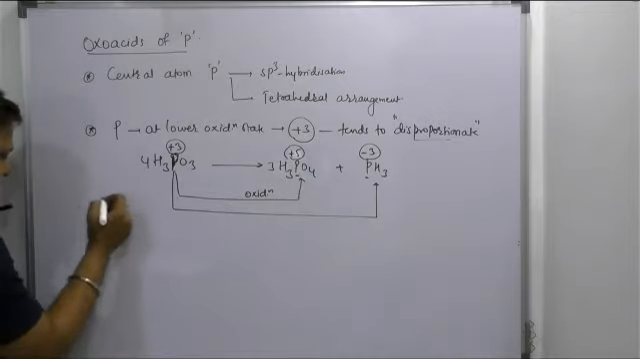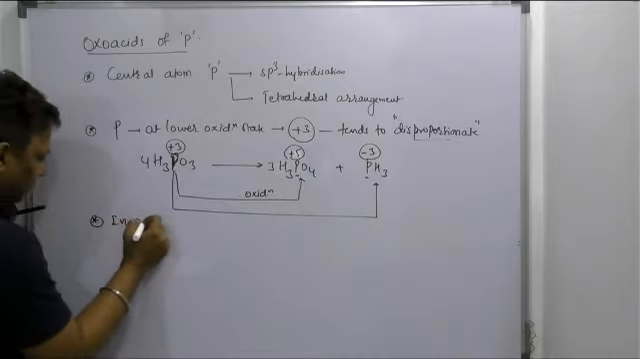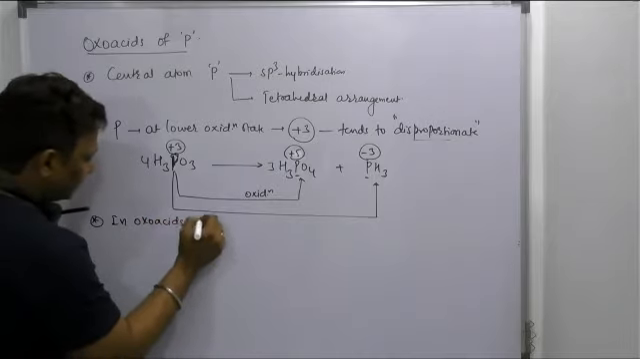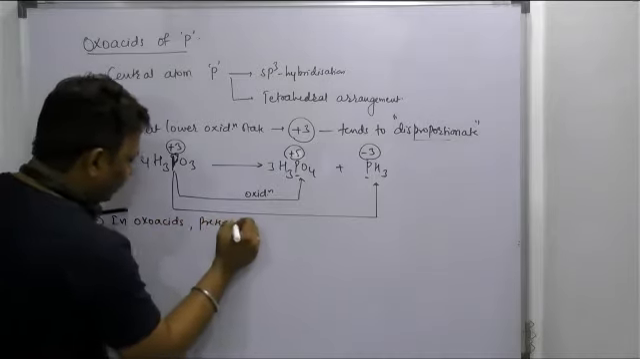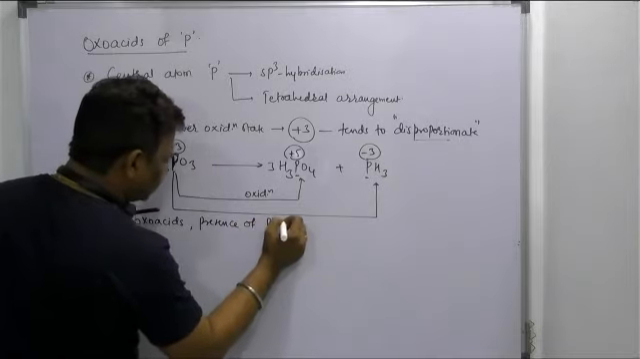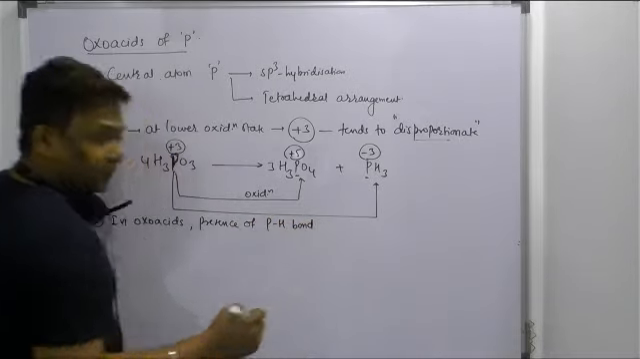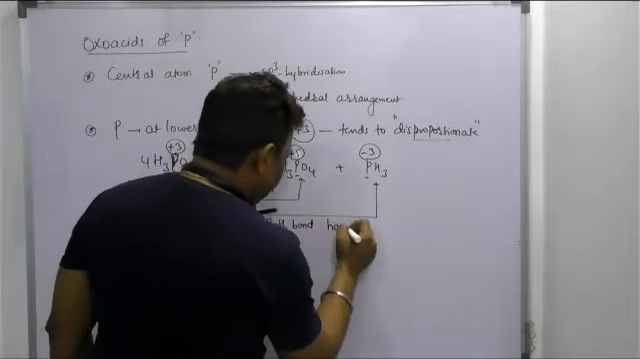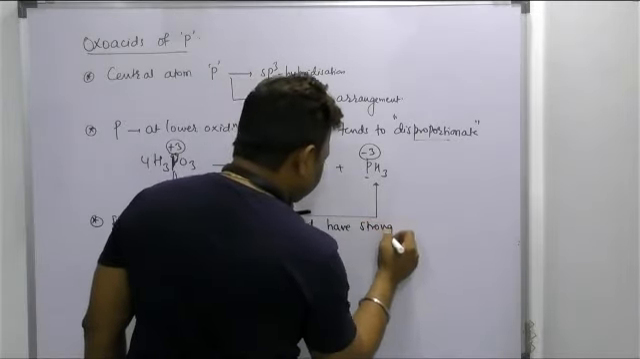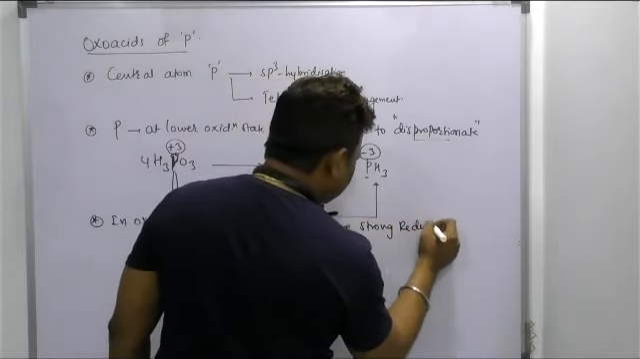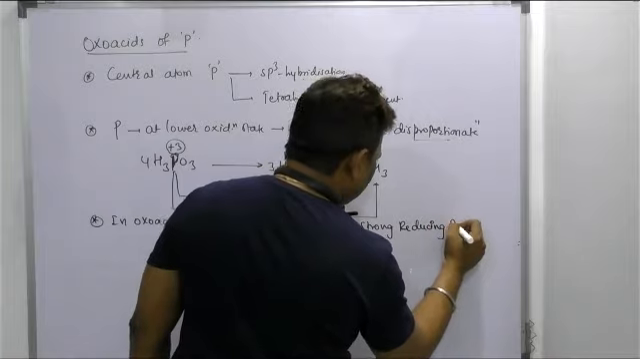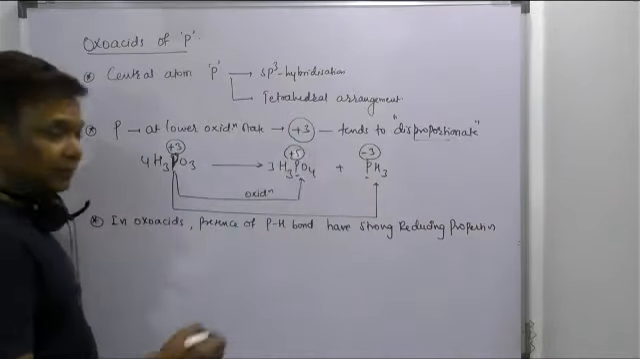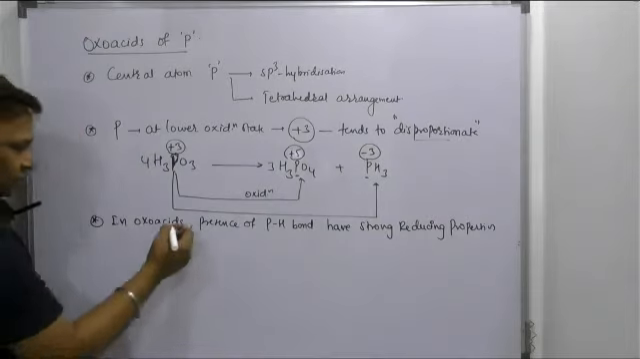But in this acid, in oxo acids, wherever the P-H bond is present, the presence of P-H bond gives strong reducing properties. Sir, how do you know what are the strong reducing properties? Let me explain. In oxo acids.